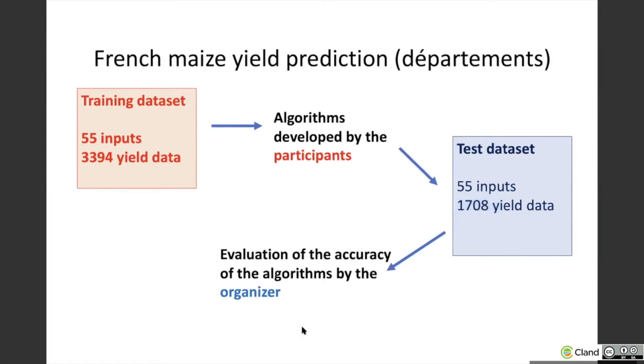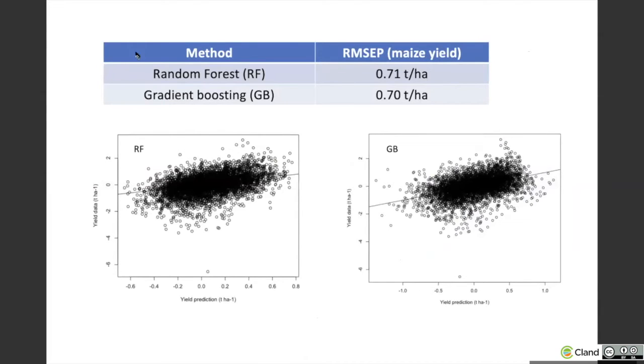Here you have 2 examples of results. You have 2 algorithms here, random forest and gradient boosting. We'll see later in the course how it works. And here you have the comparison of the yield prediction on the x-axis and the yield observation across all French departments during several years. This is for random forest here, and on the right, it's for gradient boosting, another algorithm. But as you can see, there is a relationship between the predictions and the observations. The predictions are not perfect, but they explain part of the yield variability at least. And here you have the metric which was used to rank the participants. For random forest, you have an average error of 0.71 ton per hectare. And for gradient boosting, it was a bit lower, 0.70 ton per hectare.